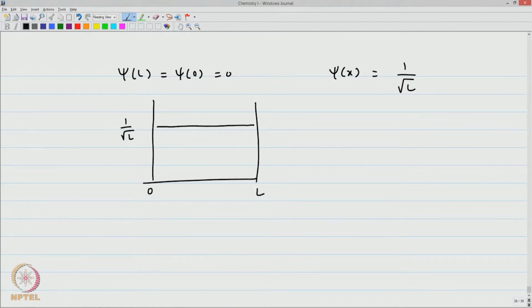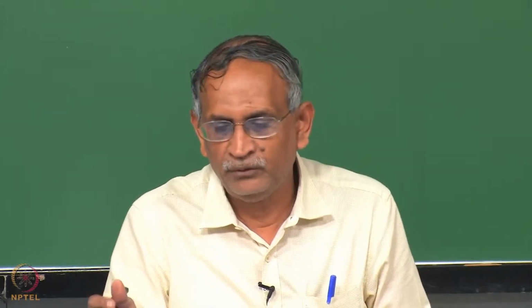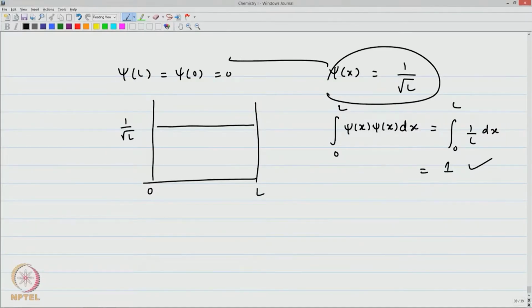Acceptable? Of course it is, because if you do the probability integral of psi squared dx from 0 to L, you get the integral from 0 to L of 1 by L dx, and that you know is 1. So, it is normalized. It has two discontinuities at the two boundaries. Other than that, the function is well behaved. It is normalizable and it is a general function satisfying the boundary condition.